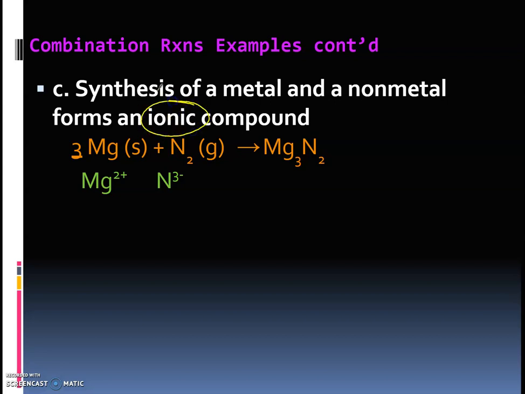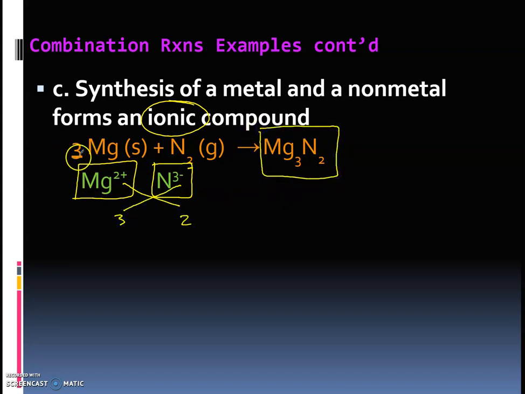Okay, these ions are never going away. Mg plus N2, don't let the 2 bother you. Mg2+ and N3-, crisscross, makes Mg3N2, and then you balance it out by putting the 3 there.